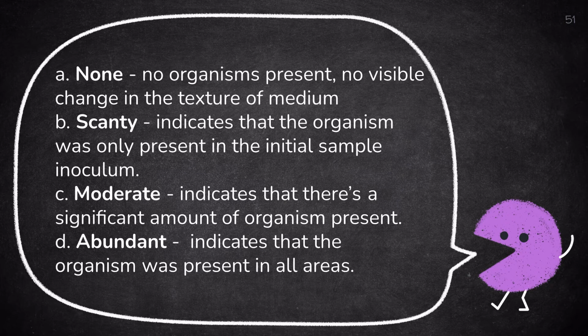Scanty indicates that the organisms were only present in the initial sample inoculum. Shows slight turbidity or cloudiness, meaning there is some bacterial growth in the medium. Moderate indicates that there is a significant amount of organisms present. And lastly is abundant, indicates that the organisms were present in all areas.